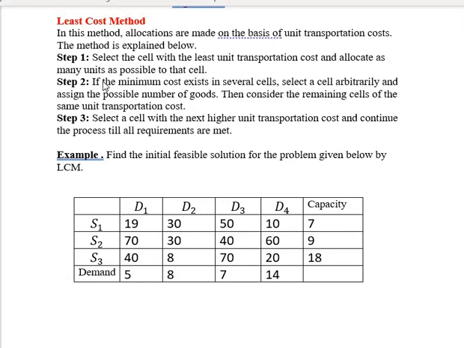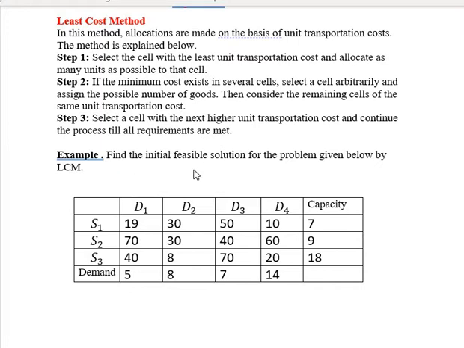cell. Step 2. If the minimum cost exists in several cells, select a cell arbitrarily and assign the possible number of goods. Then consider the remaining cells of the same unit transportation cost. Step 3. Select a cell with the next higher unit transportation cost and continue the process till all requirements are met. You can see an example.